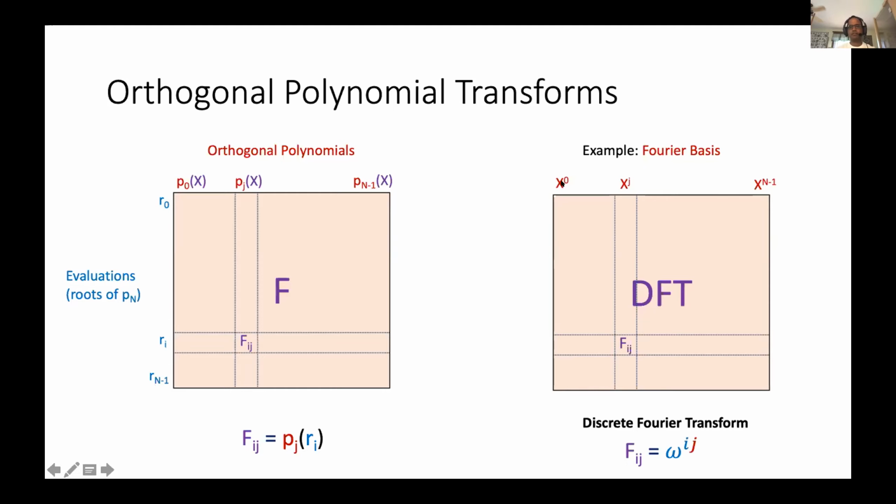So one way you can think about this is the jth column corresponds to the polynomial x to the j, and the ith row corresponds to omega to the i. So if you put this in, you get omega to the ij.